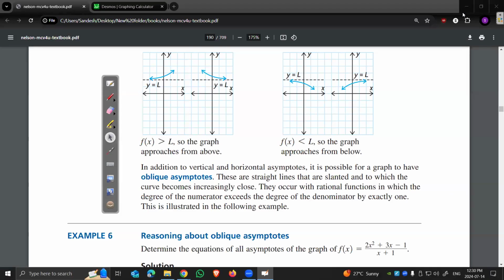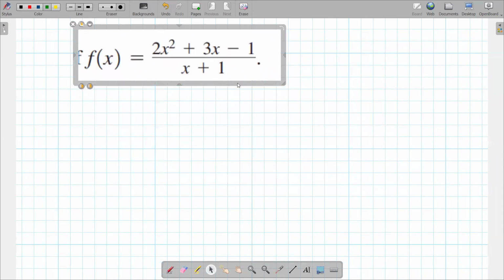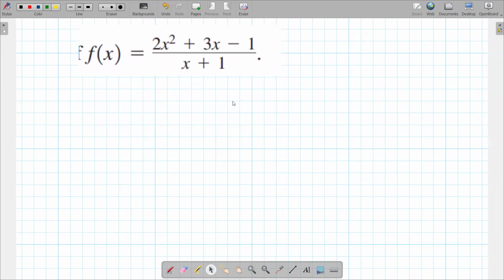So let's go back to this question. We know this one doesn't have a horizontal asymptote. What about a vertical asymptote? Vertical asymptote is when the denominator is 0. For which value of x is the denominator going to be 0? For -1.